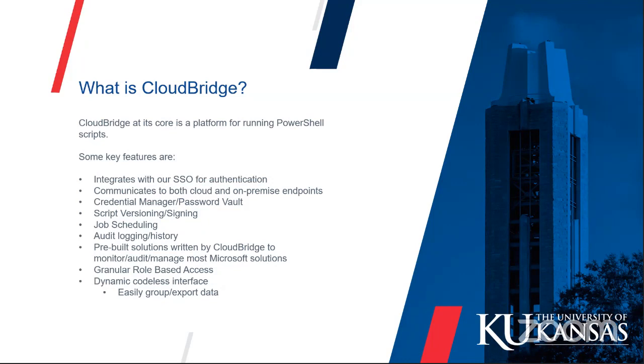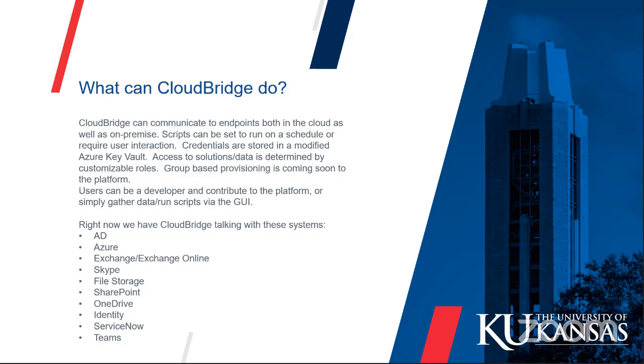It also has granular role-based access. So that means that we can delegate one task to help desks, the help desk role, meaning our students and our student workers at our help desk can check an email rule in an inbox for a customer. And then we can say the tier twos can create a solution, meaning they can actually run a PowerShell script against the system. So it also has an interface that allows us to easily group and export data and present data in a way that can be manipulated, and there's the ability to run actions on results, which we'll get into later. So CloudBridge, like I said, can communicate to endpoints in the cloud and on premises.